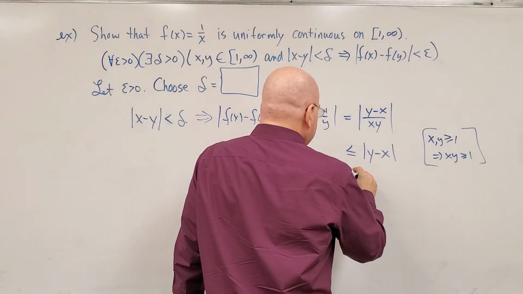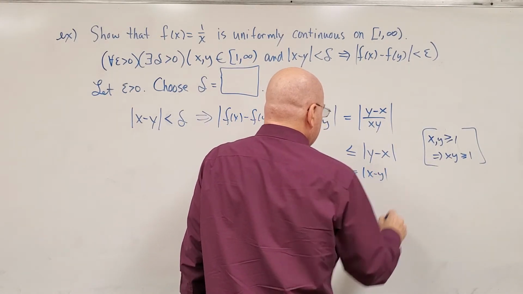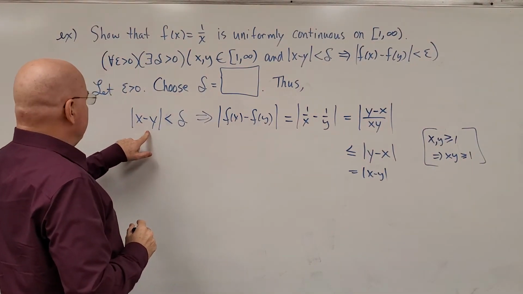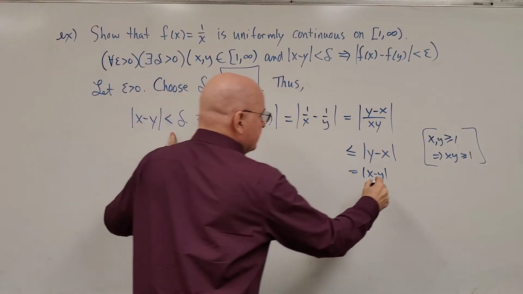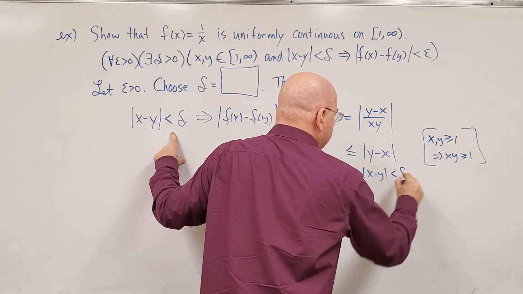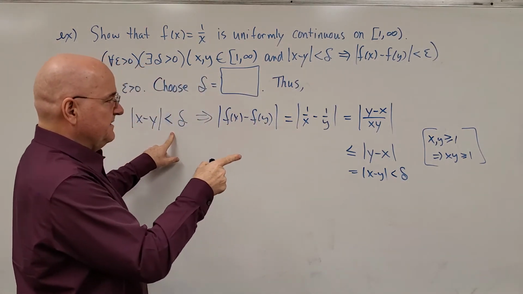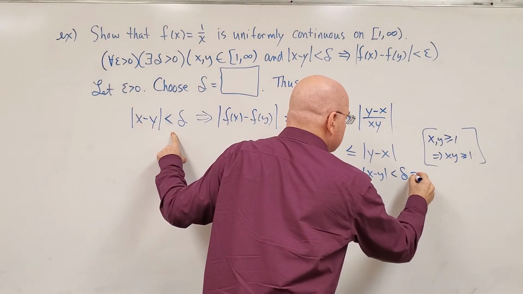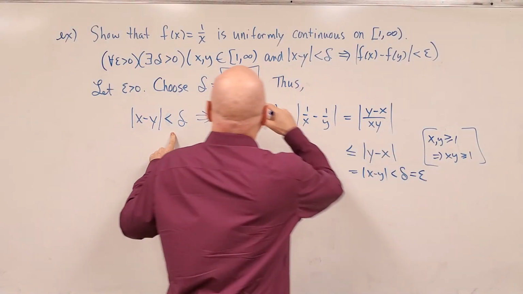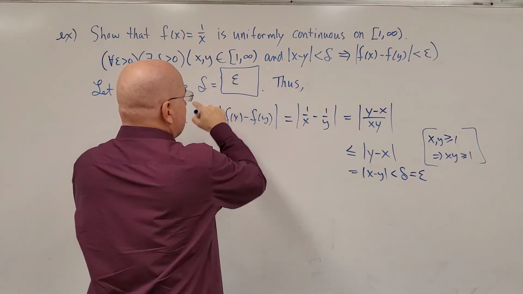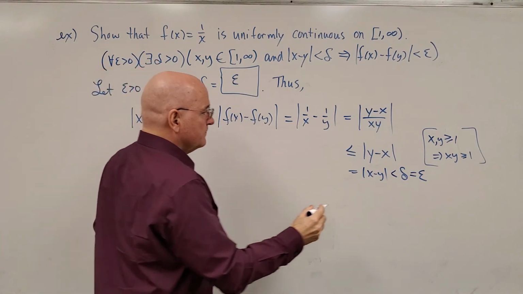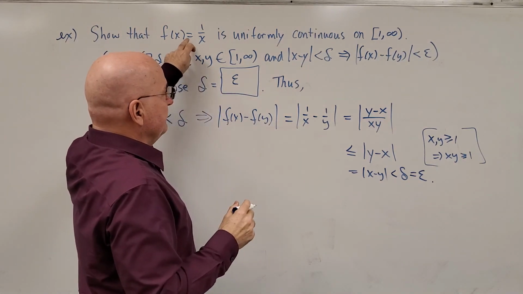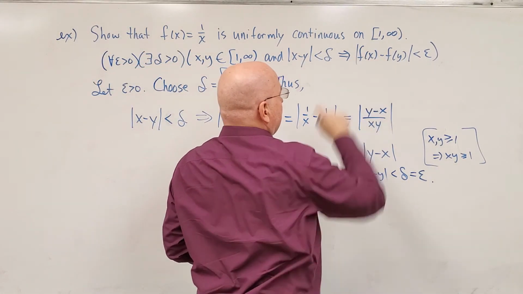And I don't need to do it, but I'll reverse those. Absolute value of x minus y. So, what do we know about the absolute value of x minus y? It's less than delta. What I need it to be is less than epsilon. So guess what I'm going to choose delta to be? Epsilon. And that's the end of the proof that 1 over x is uniformly continuous on this interval from 1 to infinity.